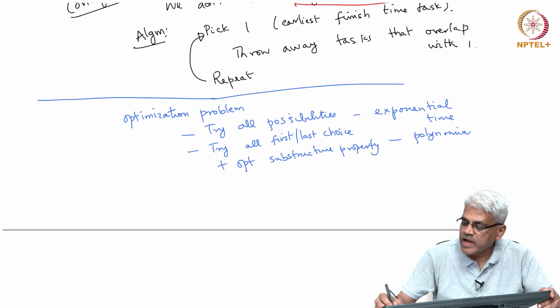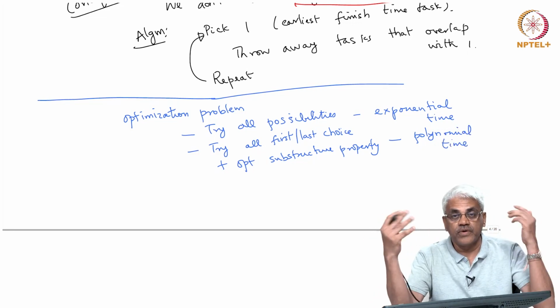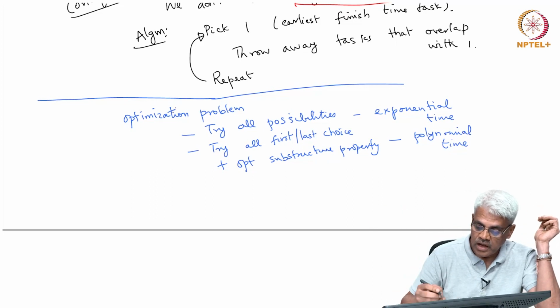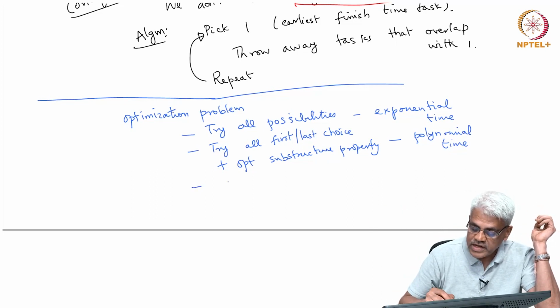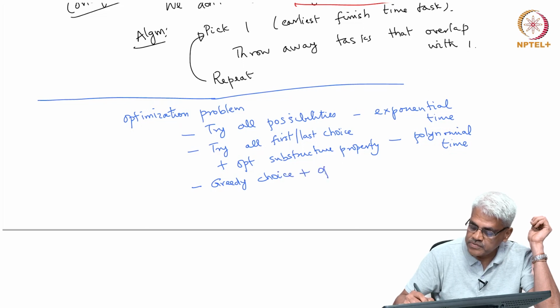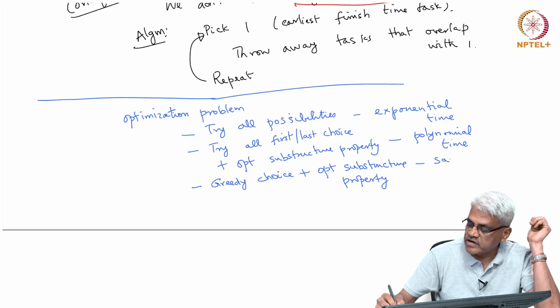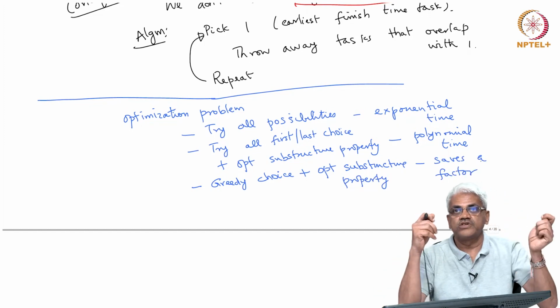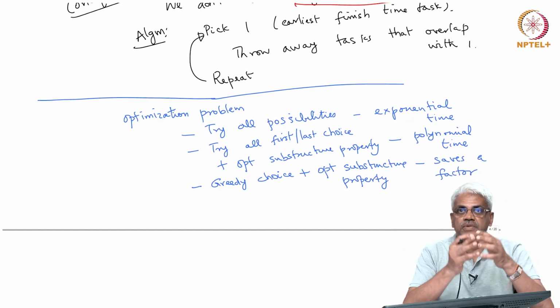In fact, this may not happen in general. There are problems where even if you do dynamic programming, it also takes exponential time. That's for later. So, now what we are saying is greedy choice plus optimum substructure property saves a factor, because even for that first choice or last choice, you are not trying all possible choices, you are making some greedy choice.